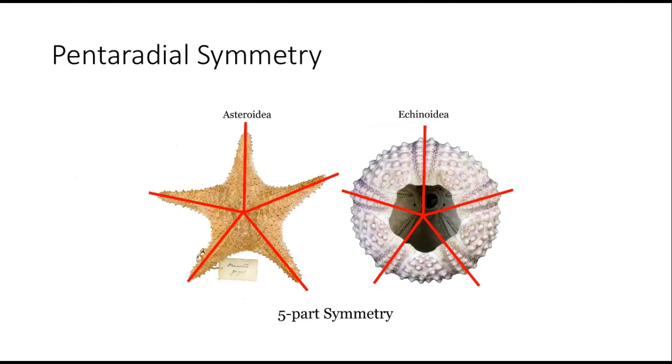Here's an example of pentaradial symmetry. So this is 5, and basically their organs are organized in 5 different appendages. Even in the Echinoidea, which we'll see, this is also, you can tell their organs are organized in 5 different parts. So that's pentaradial symmetry.